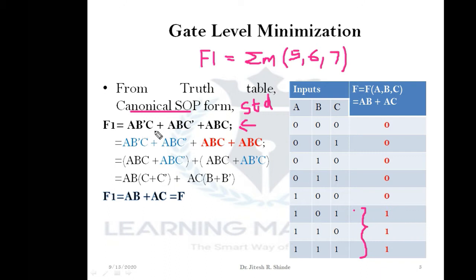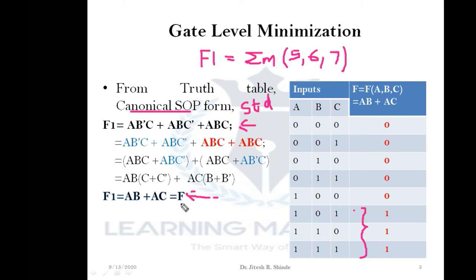On minimizing this expression using Boolean laws, Boolean algebra, we get A B bar C plus A B C bar plus ABC plus ABC. On rearranging or on solving, we are getting this expression: AB plus AC equal to F.